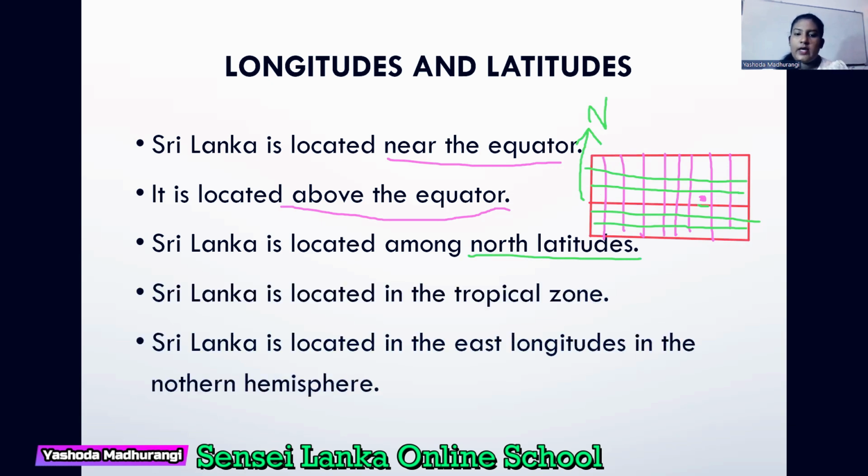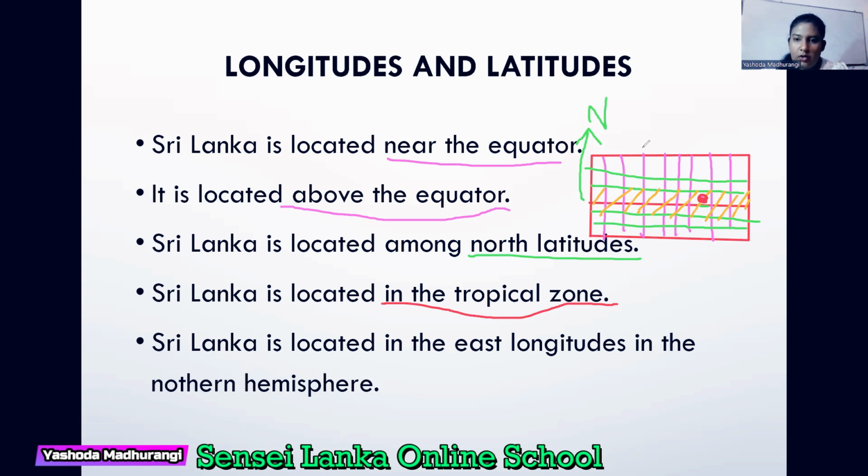Sri Lanka is located in the tropical zone. What is tropical zone? In the world, there are different climatic zones. On both sides of the equator, close to the equator, the tropical zone is there. Now, can you understand? Sri Lanka is here in the tropical zone.